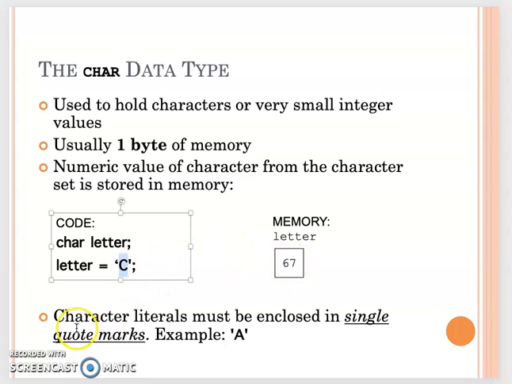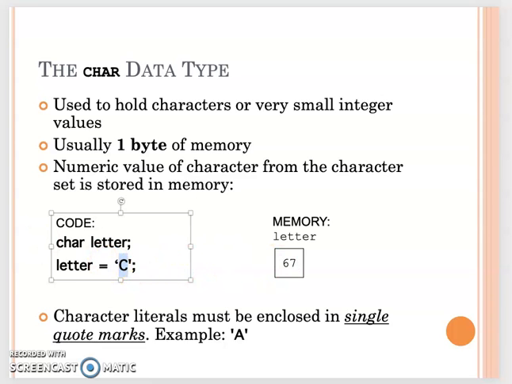But the first thing is, whenever you want to assign a character literal to a character variable, it has to be enclosed in single quote marks, like this. But after the assignment, it does not put the C here, because the computer doesn't know C. The computer only knows 1 and 0. So 1 byte means 8 bits, right?